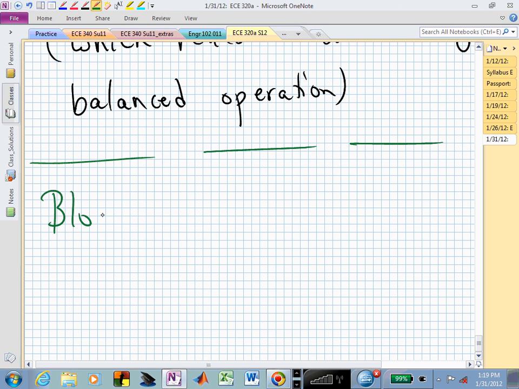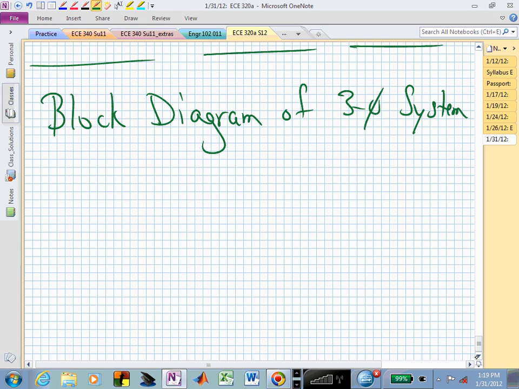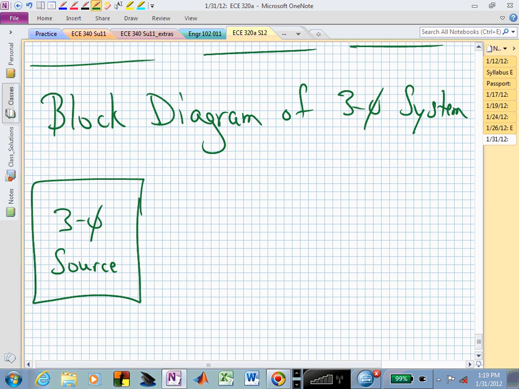Let's look at a block diagram of this three-phase system. First, we have our three-phase source. Then we have three phases, and we'll call those an A phase, a B phase, and a C phase, and we have the neutral conductor, so there are four lines. We have the A phase relative to the neutral, the B phase relative to the neutral, and the C phase relative to the neutral. We have four lines feeding the load side.